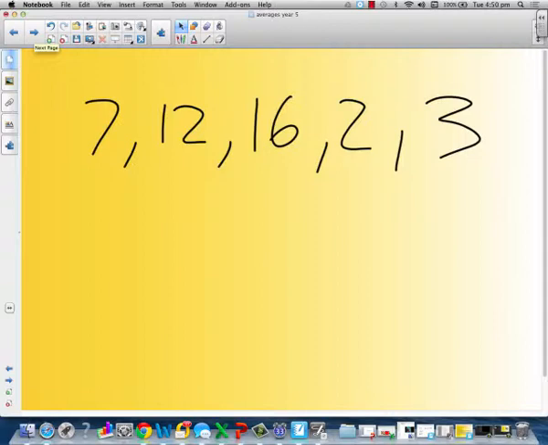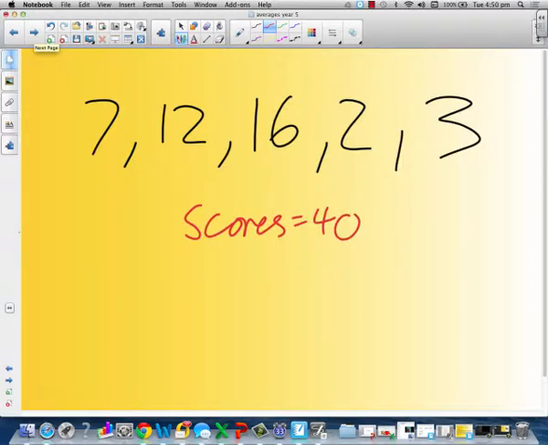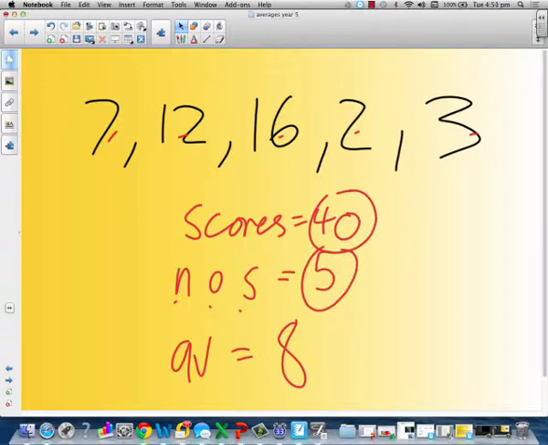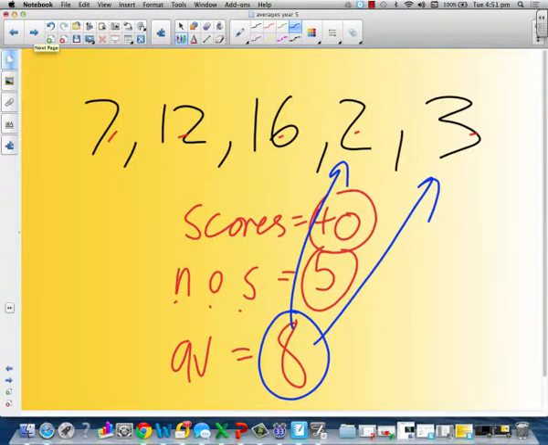Okay, this is what I hope you did. I hope you went 7 plus 12 plus 16 plus 2 plus 3 equals 40. So the score total is 40. The number of scores, right? Number of scores equals what? 1, 2, 3, 4, 5. Okay, your average should have been 40 divided by 5, which should have equaled 8. So 8 is the average score. It's the middle score of all of these scores.